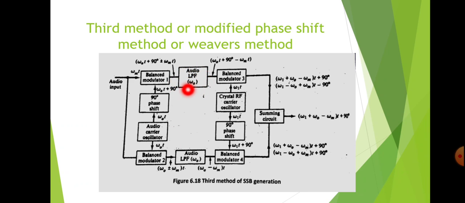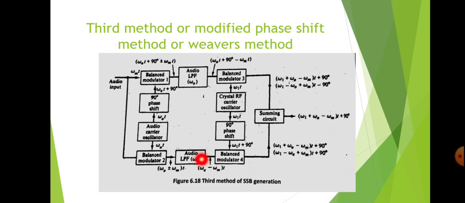This audio low pass filter will pass only the low frequencies. That means here there are two frequency components, that is omega 0 t plus 90 degree plus omega m into t, and also there will be omega 0 t plus 90 minus omega m into t. So at the output higher frequencies will be rejected and lower frequencies will be passed. Here the lower frequency is the minus term, that is omega 0 t plus 90 minus omega m into t. So at the output we will get the lower frequency component alone, that is omega 0 t plus 90 degree minus omega m into t.